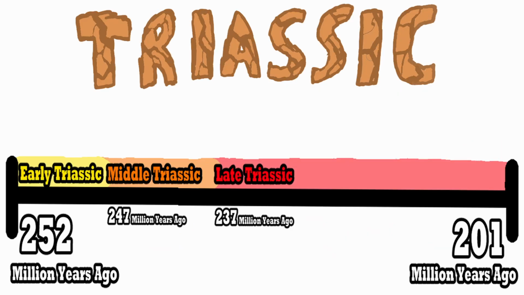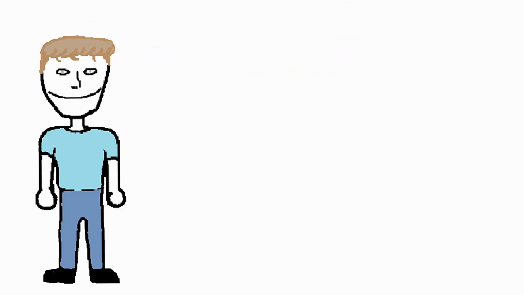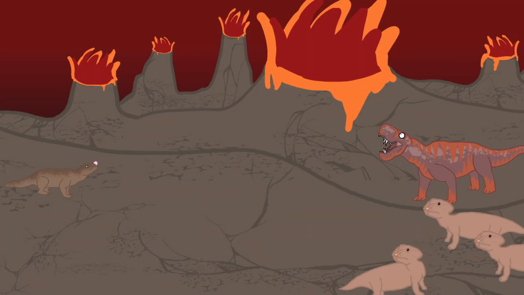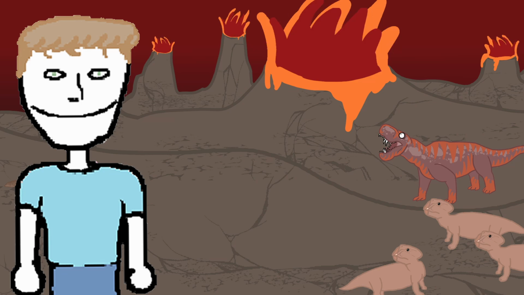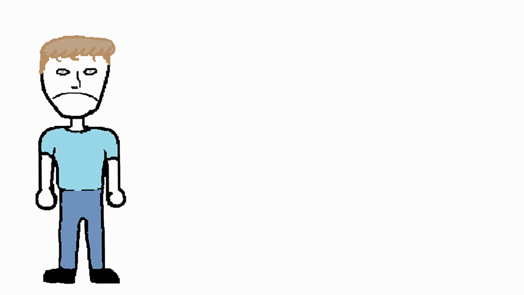The Triassic period first began 252 million years ago. This was immediately after the Earth had been completely and utterly stomped by the Permian extinction, or the Great Dying, as it's known on the streets. This was the closest we ever came to the complete sterilization of life on Earth.